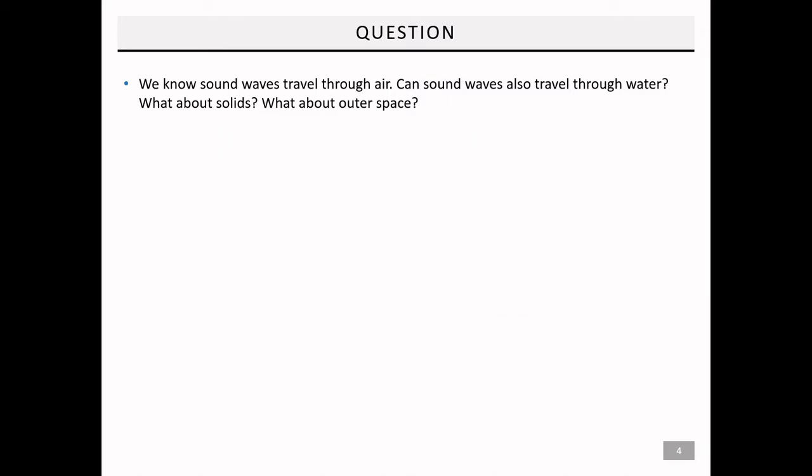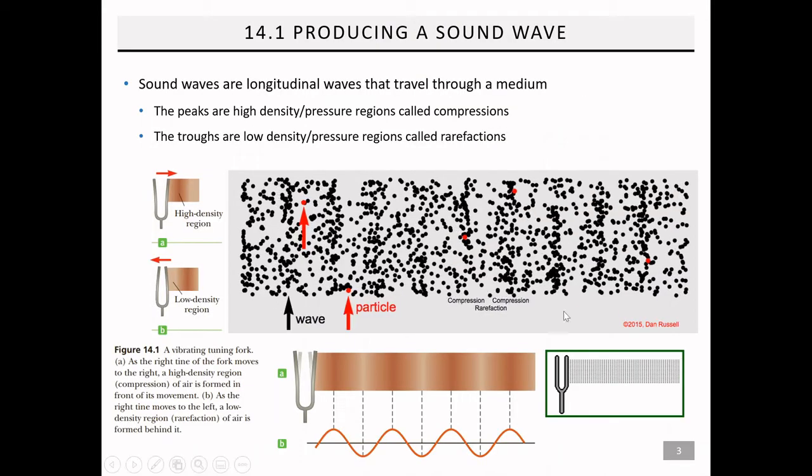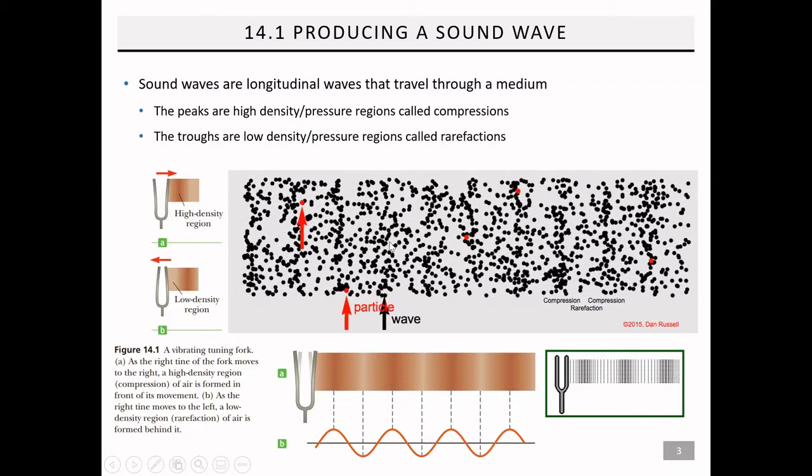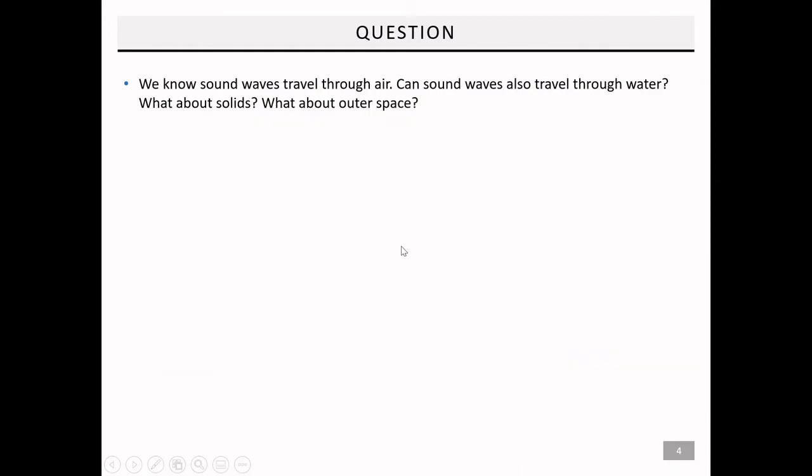Outer space is different though, because in outer space we don't have air or water or a solid in order for sound to travel through. There's no medium in outer space. Therefore, sound cannot travel through outer space. There's no molecules, like in this GIF, to vibrate back and forth that allow sound to travel.